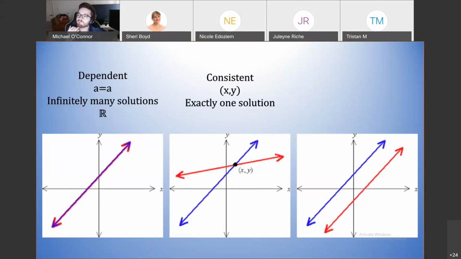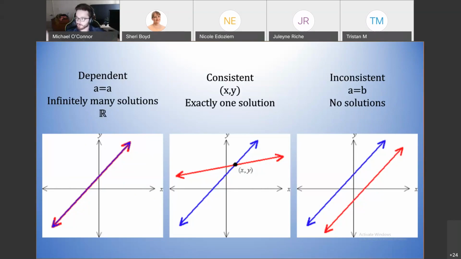Inconsistent. Right, just inconsistent. It'll come in the form A equals B, where some constant equals a constant that's not itself, and then there's no solutions. If you'll notice, on the inconsistent solution, what's true about the lines? How are they related to each other? They're parallel. Yeah, they're parallel. All right, good.